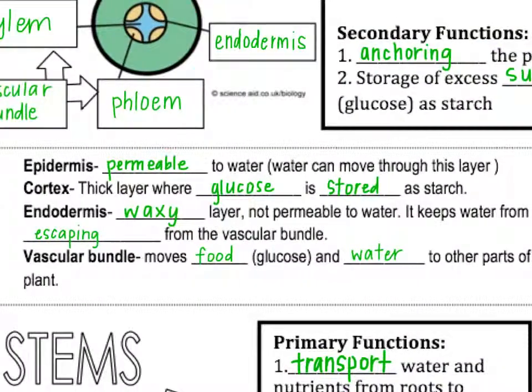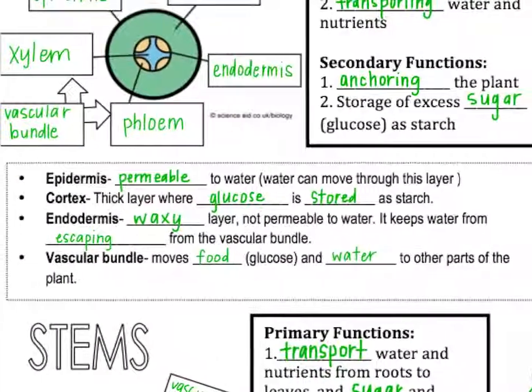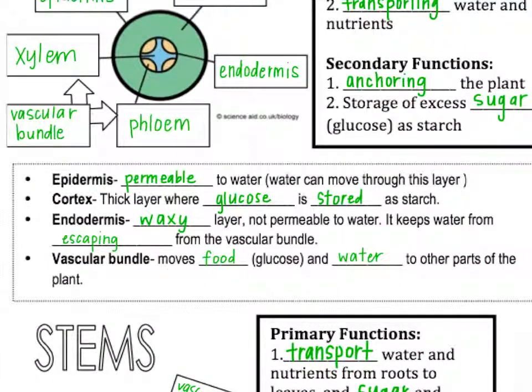Alright, so let's go through what each part of the root does. The epidermis is permeable to water. That means water can soak into it, which is important in the roots because that's where the plant soaks up the water so that it can be transported to other parts of the cell. The cortex is the layer for storage, and so if there's any extra glucose that the plant wants to store for a time when there might be a shortage of food, it stores it in its roots in the cortex.